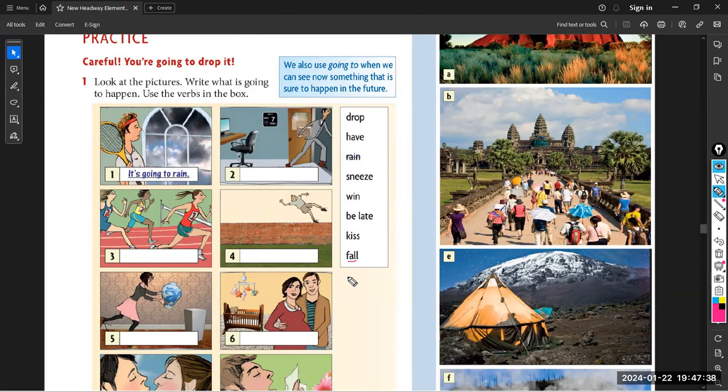Now five. It is going to drop. She is going to sneeze. Are you sure? Drop. It's going to drop the jar. To drop the vase. Guys, vase is mazhariya in Arabic. Vase.